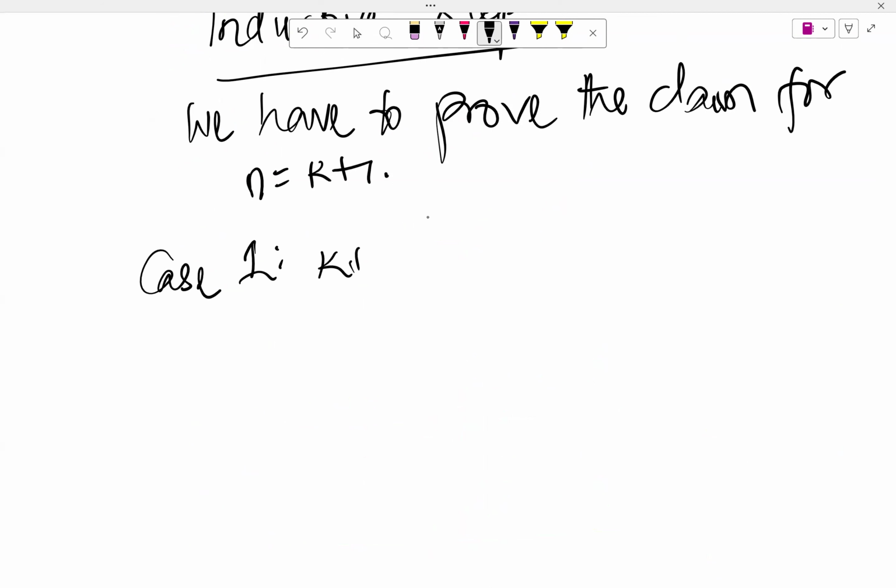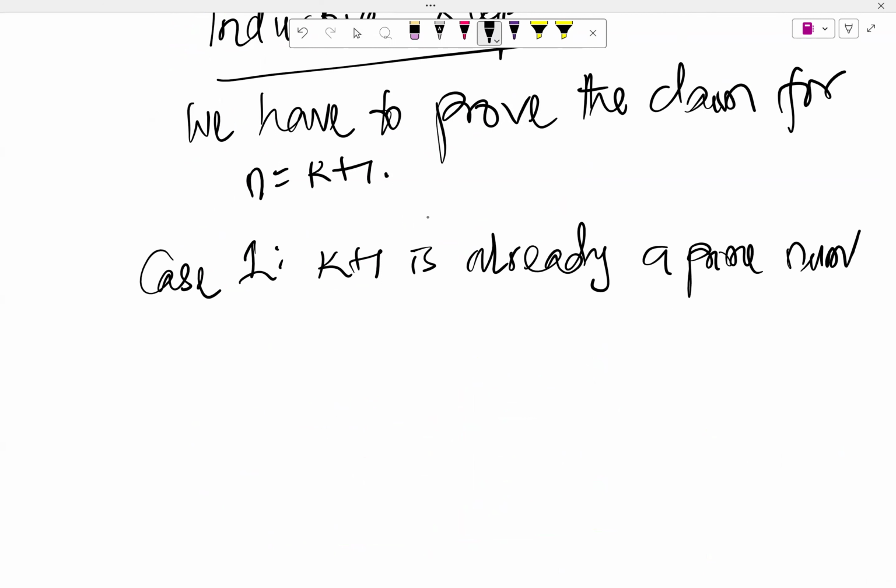Of course, those are cases where k plus 1 is already a prime number. Okay? Or, I mean, based on my notation, since I'm using Z1, Z2, let me just say Z plus. So Z plus k plus 1 is already a prime number. So in that case, it's done, right? You don't have to worry about that.